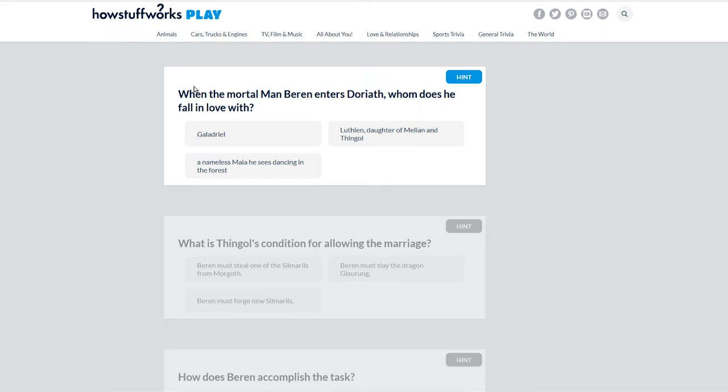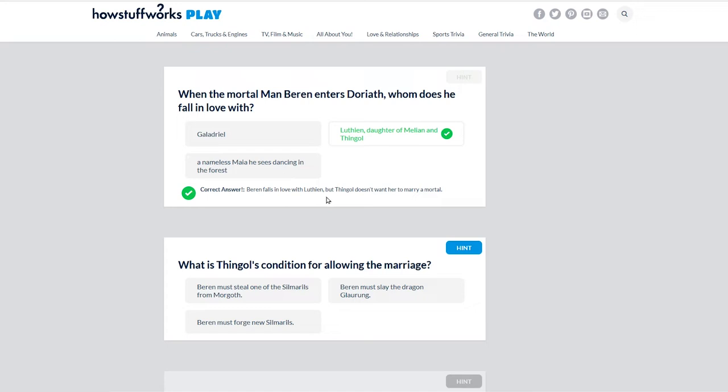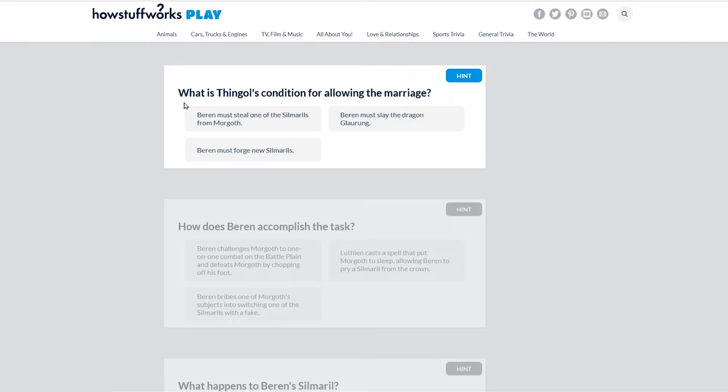When the mortal man Beren enters Doriath, whom does he fall in love with? Galadriel, Lúthien, daughter of Melian and Thingol, a nameless Maia he sees dancing in the forest. It's Lúthien, the story of Beren and Lúthien. Beren falls in love with Lúthien, but Thingol doesn't want her to marry a mortal. And there we go.